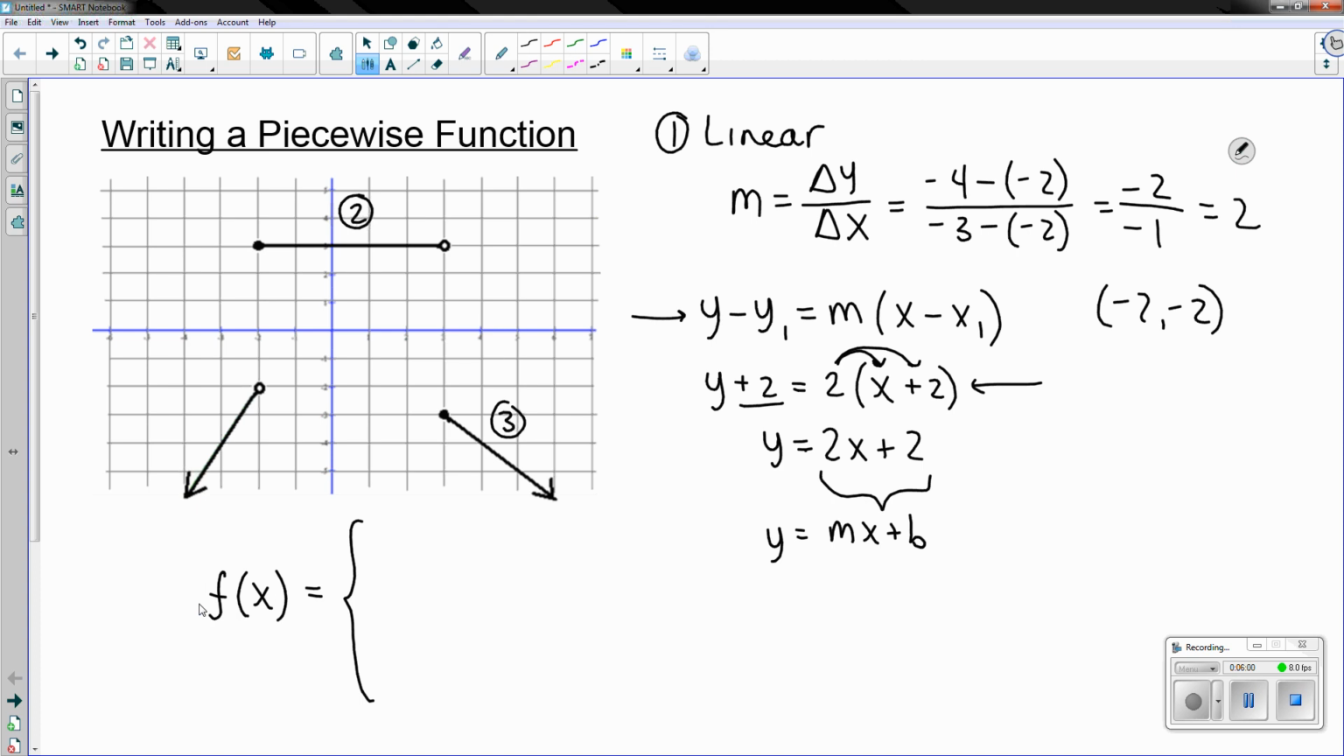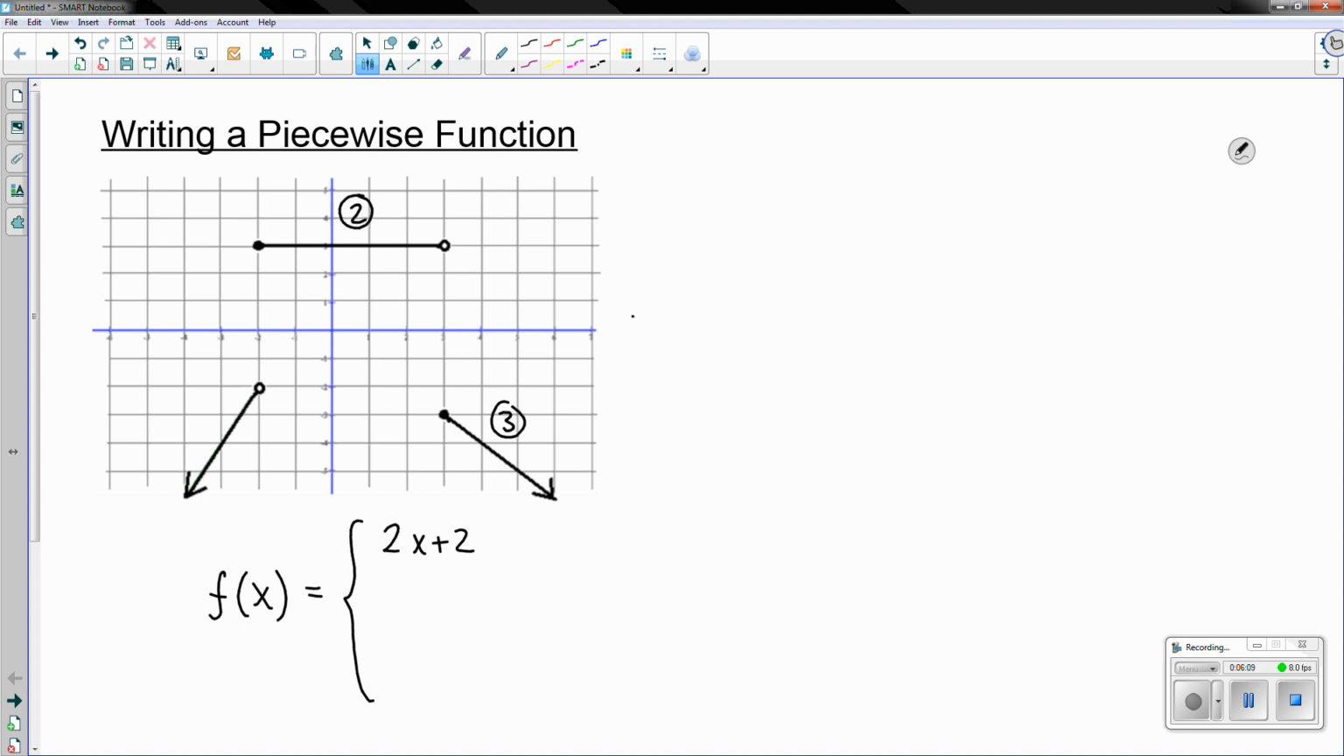So now we have that equation for the first piece. Let's carry that over, 2x plus 2. So now let's look at the second piece of our piecewise. The second part of our piecewise is a constant function. Now, a constant function is technically a linear function. It's just that the slope is 0. There is no rate of change. As the inputs change or increase, the outputs do not fluctuate. They stay at 3. So it has a slope of 0.